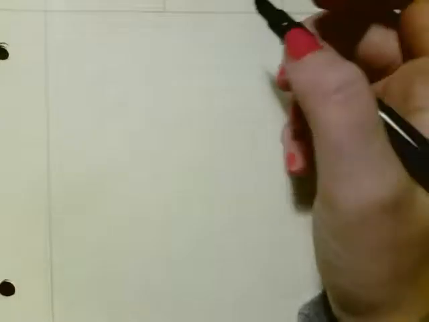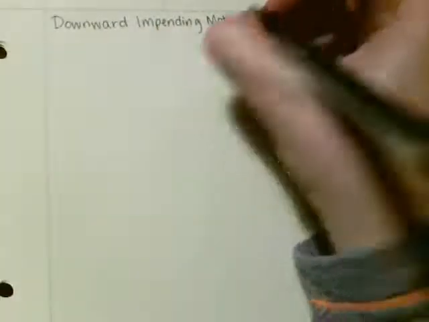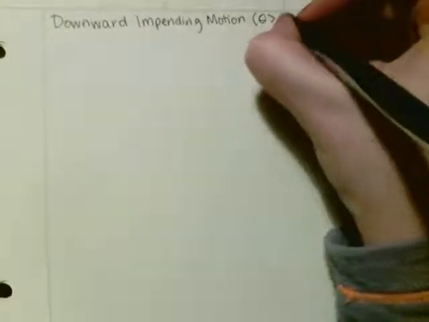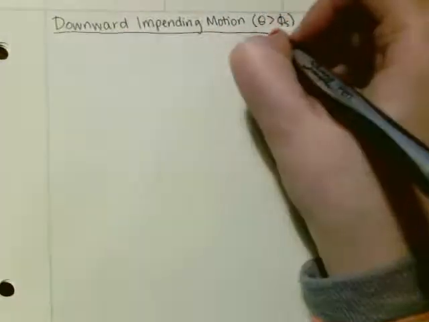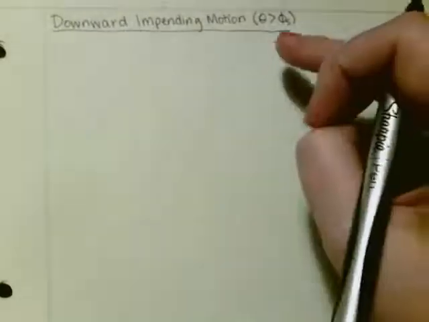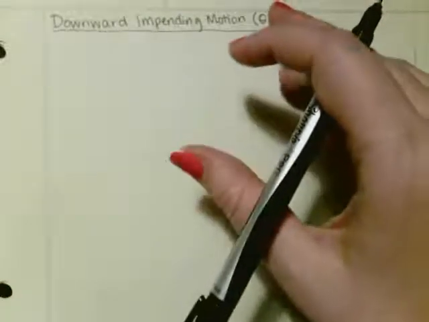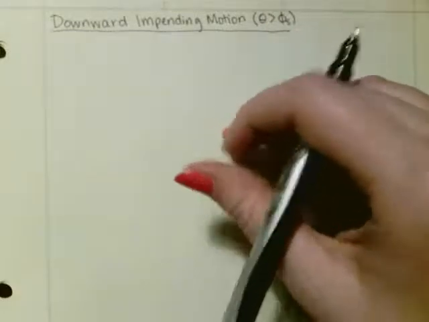So our next scenario is downward impending motion, when theta is greater than phi s. So we just learned that if phi s is greater than theta, it's self-locking, and the screw's not going to move if you take off the torsional moment. In this case, if theta is greater than phi s, it's not self-locking, and you actually have to apply a moment to prevent the screw from unwinding.